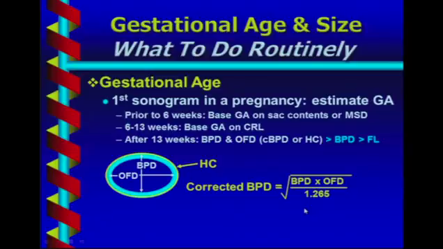So again, on the first sonogram in a pregnancy, the one where we estimate the age, if it's prior to 6 weeks, we base the gestational age on the sac contents or the mean sac diameter. Between 6 and 13 weeks, we base the gestational age on the crown rump length. And after 13 weeks, we base our assessment of gestational age on head measurements.